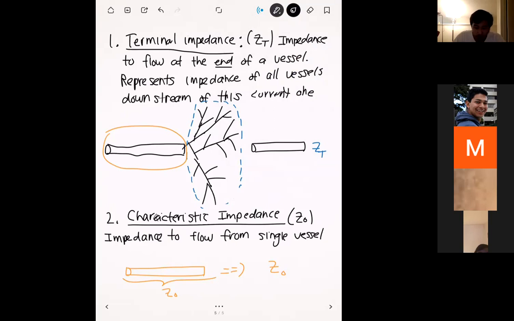If you relate this to our idea of terminal impedance, you can think of terminal impedance as the summed up effect of all the characteristic impedances of all the downstream vessels, because each individual downstream vessel segment will have its own characteristic impedance. When you combine all their effects into one, that's how you get the terminal impedance.